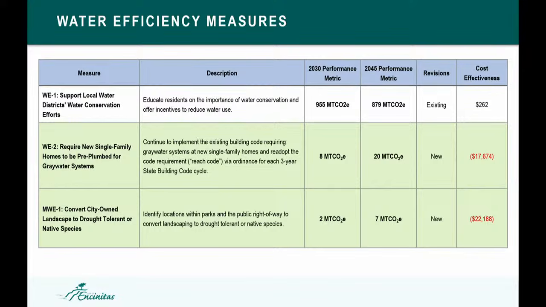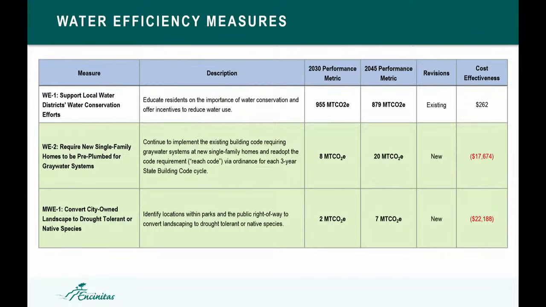WE2 is a new measure to the Climate Action Plan, but this is actually an ordinance that the city has had adopted since 2015. And this is another REACH code measure that requires newly constructed single-family homes to be pre-plumbed for gray water systems. Measure MWE1 is a new measure that seeks to convert city-owned landscape in parks and public right-of-way to drought-tolerant or native species.